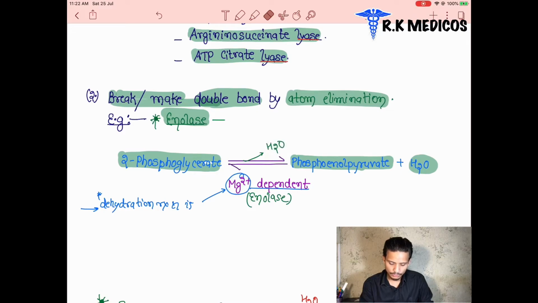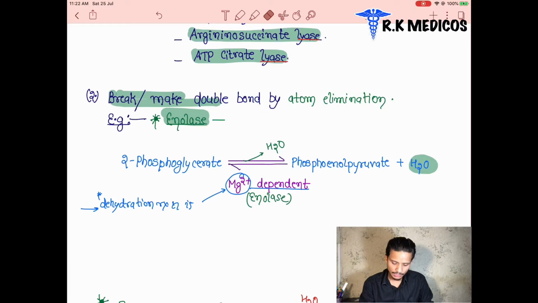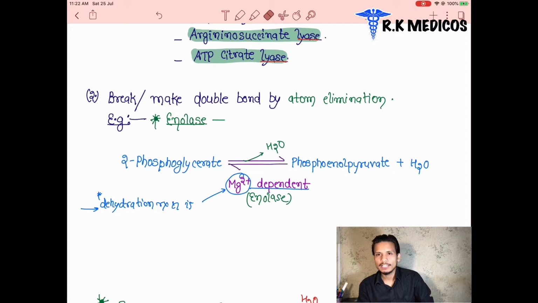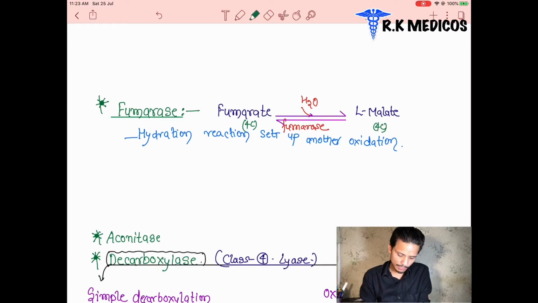So you must know by heart the enolases, liases, and the first one, aldolases. These all are included in the liases group. So questions come directly: aldolases, in which class of enzymes are they included? They are basically liases. Next we can see fumarases.